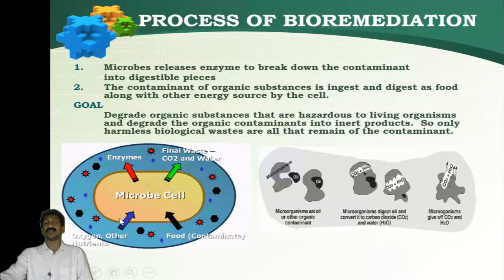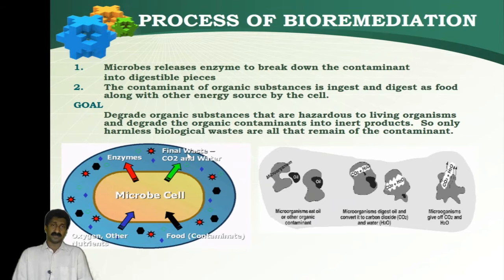Then oxygen and other nutrients will also be taken, and it is treated as a substrate. And finally, water and carbon dioxide are released in the mineralized form. This is how the degradation or the bioremediation works. The contaminant, the organic substance, is taken in and digested as food, along with the other energy sources, by the cell.